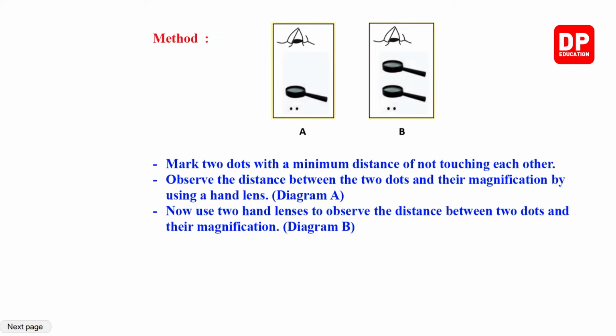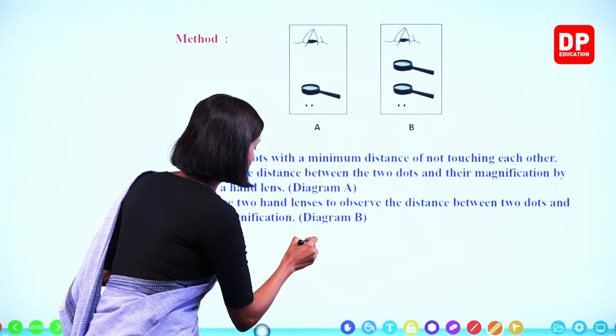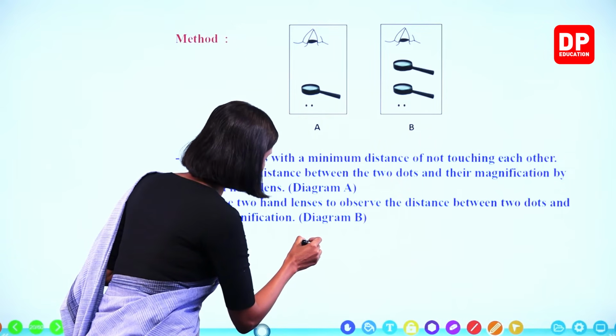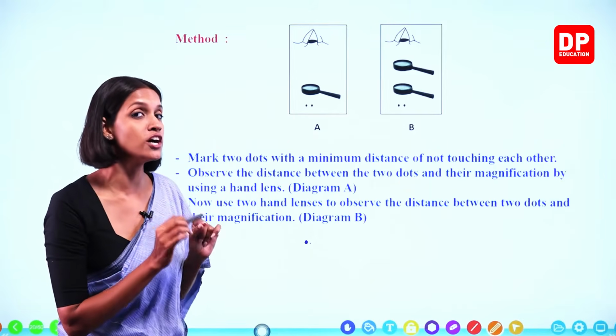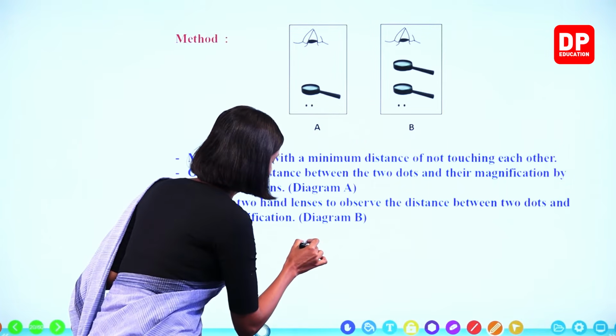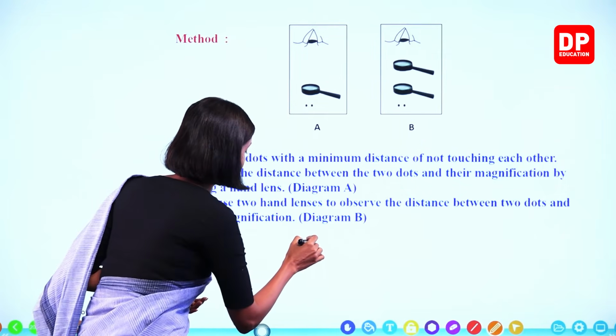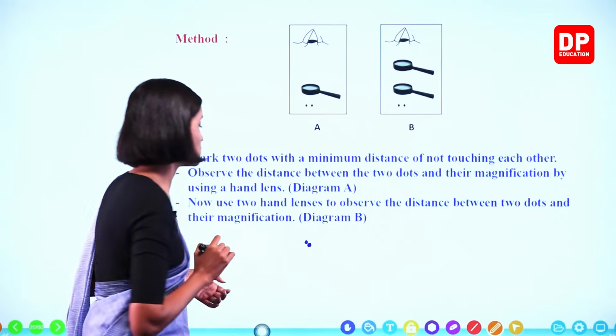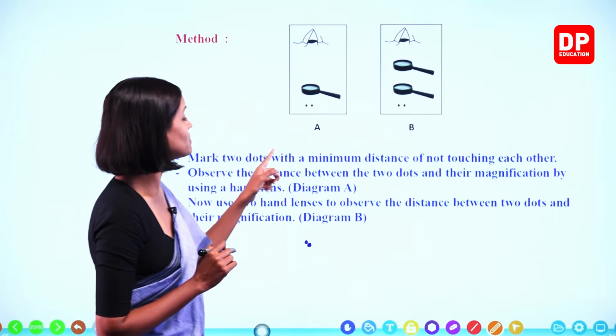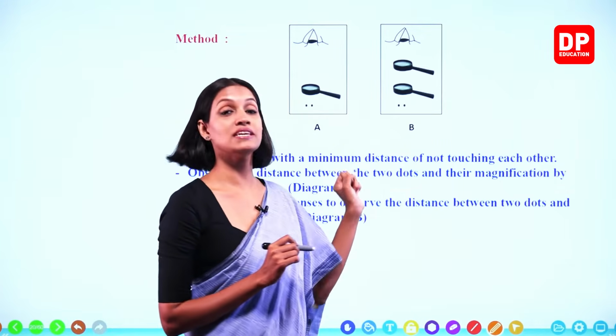Okay, so how to do this activity? There are two diagrams, A and B. Mark two dots with a minimum distance, not touching each other. You have to take the white paper. You have to draw two dots very close to each other, but they should not touch each other. Right? They should not touch each other, but they should be very close.